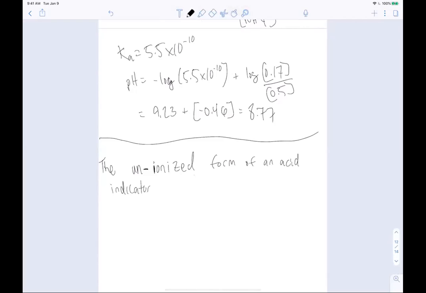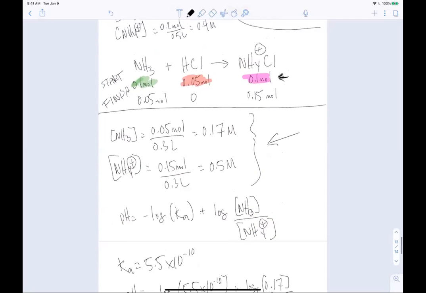Wait, I'm sorry. I just had one last question about the last one we did. Oh, I'm sorry, I didn't see your question. Go ahead. So you realized it was a buffer, and you used the Henderson-Hasselbalch equation because after you subtracted out the HCl, there was still conjugate acid and base left. That's right, that's a good point. That's what I was trying to convey before.